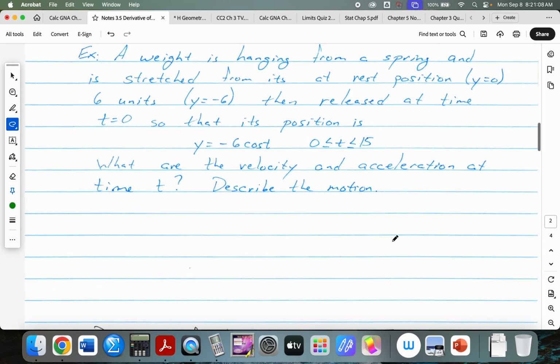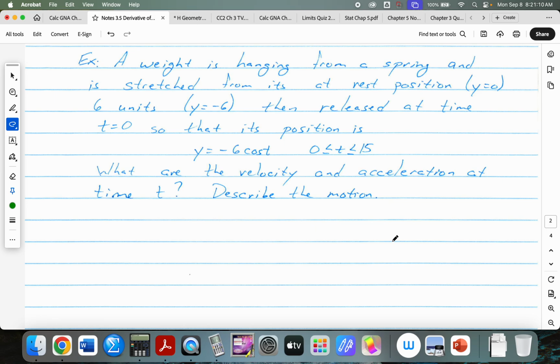All right, let's move on. So a weight is hanging from a spring and is stretched from its at-rest position at y equals 0, 6 units. So stretched downward to y equals -6, then released at time t equal to 0, so that its position is -6 cosine t on the time interval from 0 to 15. What are the velocity and acceleration at time t, and then describe the motion?